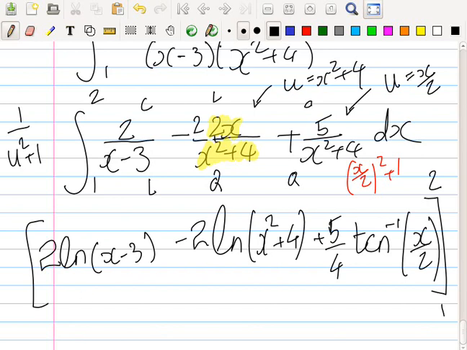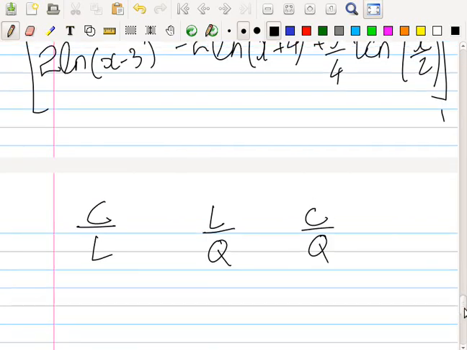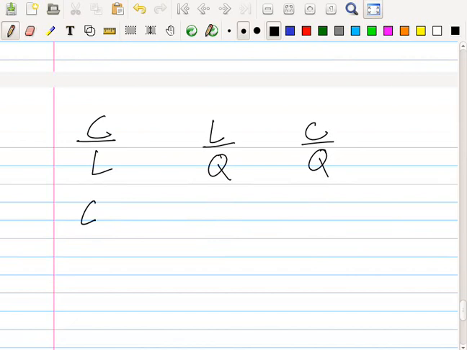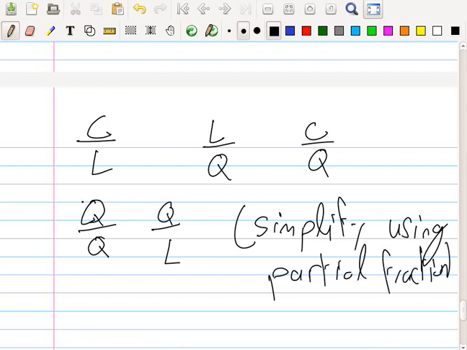So, I'll write it here. So constant over linear, linear over quadratic. What else do we have? Constant over quadratic. What other possibilities could we have? Not constant over constant. I suppose you could have quadratic over quadratic. And quadratic over linear. So in both of these cases here, you have to try to simplify it by using partial fractions first. And what you should try to do is simplify it into maybe one of these problems.